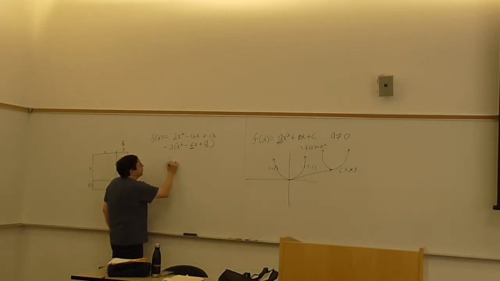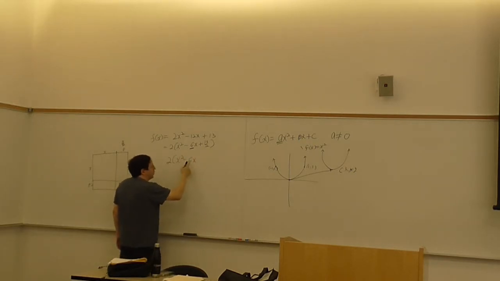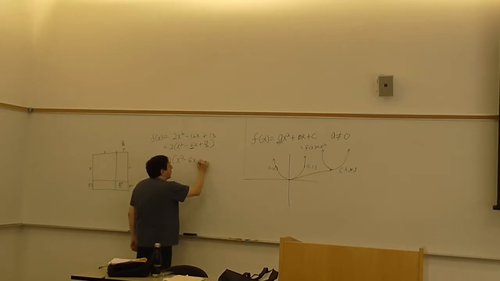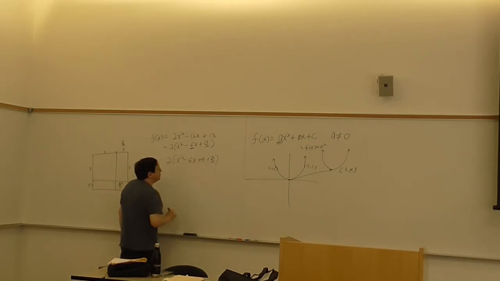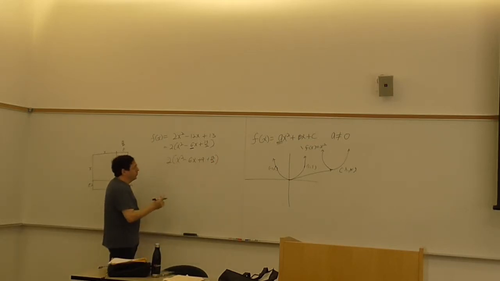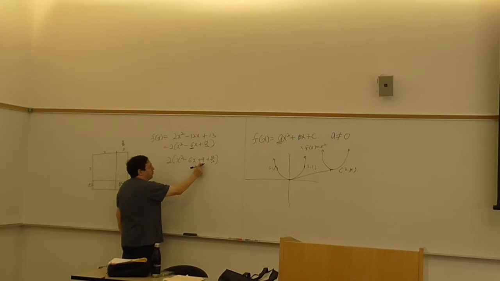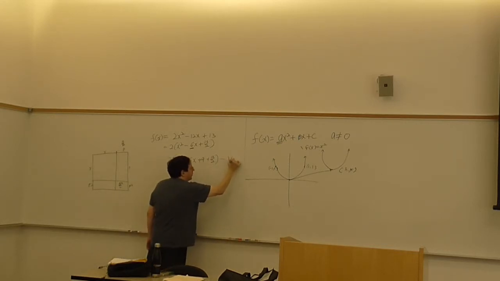So what do we do now? So this is 2x squared minus 6x. 6 divided by 2 is 3. Squared is 9. So we're going to add 9. But of course, we have to subtract what we just added. We have to subtract 9, but it's 9 times 2, which is minus 18.